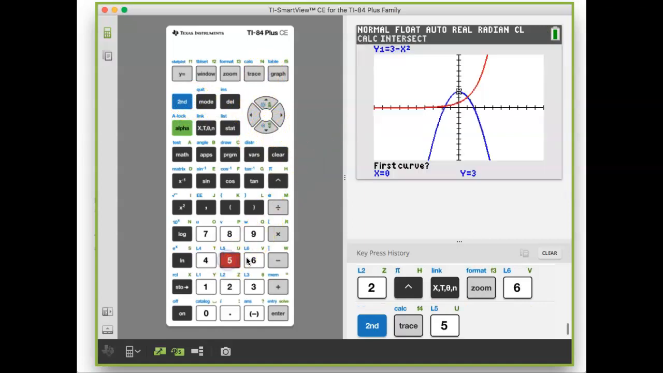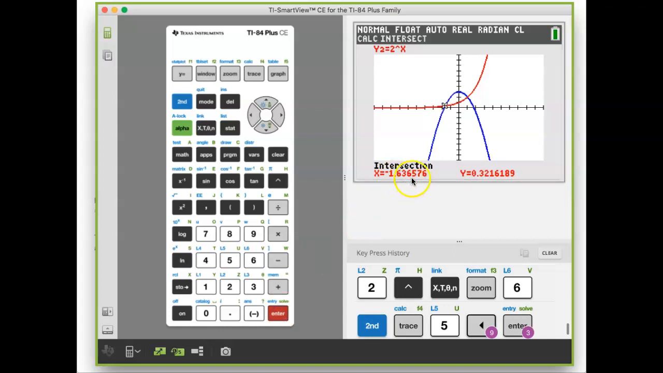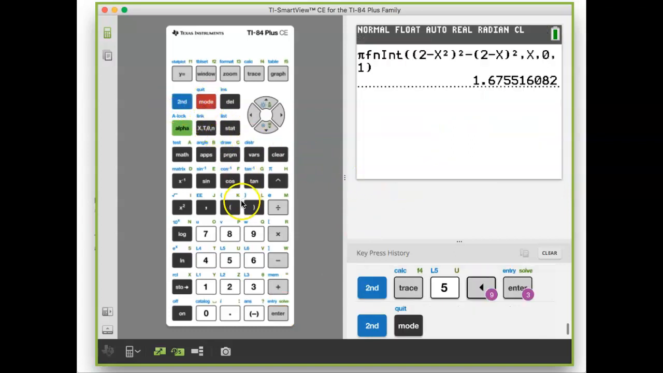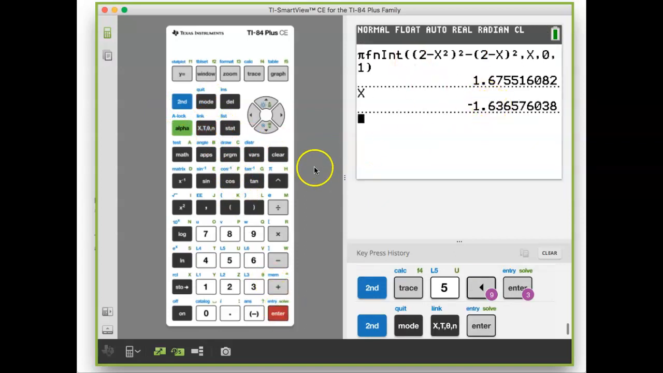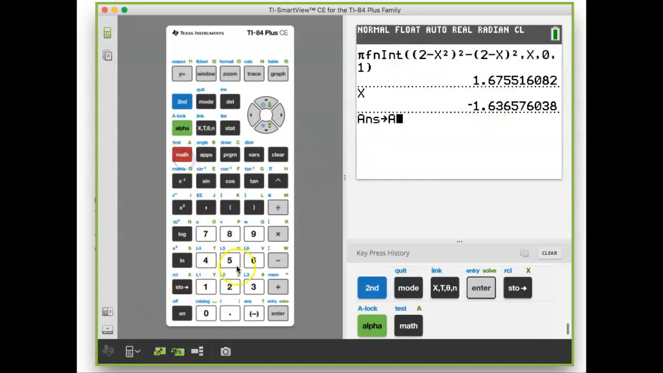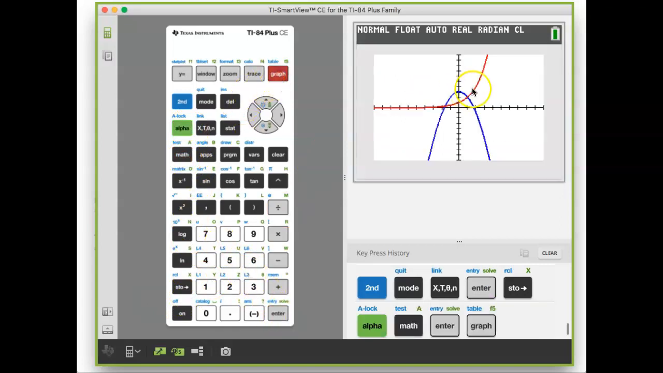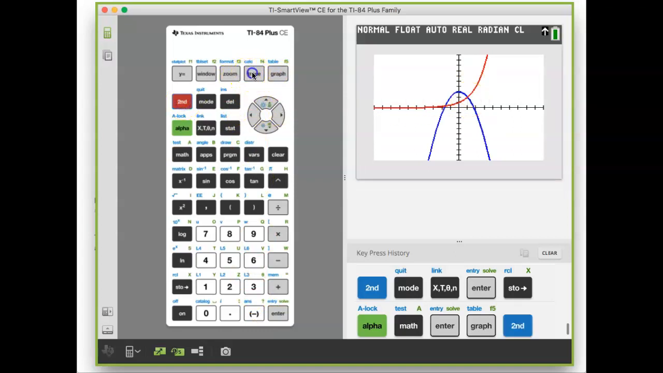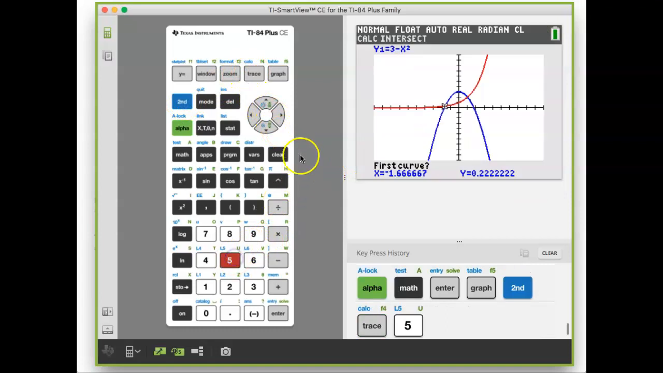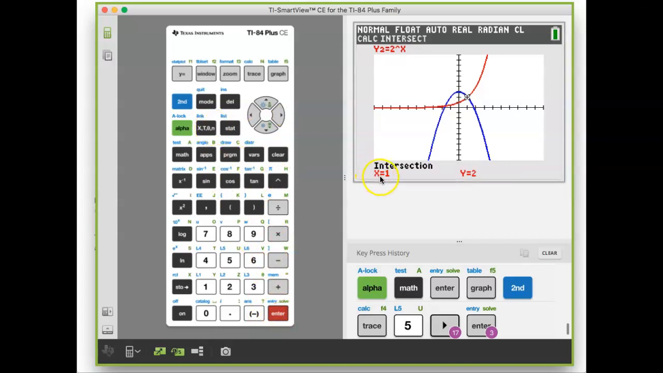We'll just do 5 intersect. First curve, just get close to the point of intersection. All right, again, I'm going to store this. So look, if I go to x, it has that point of intersection. I'm now going to store that in alpha a. So one more time, I now want to find that second point. Second calc, intersect is the 5th option. Just get close to the point of intersection that you're looking for. Boom, boom, boom. So that's 1. I don't really need to store that as long as we can remember 1.